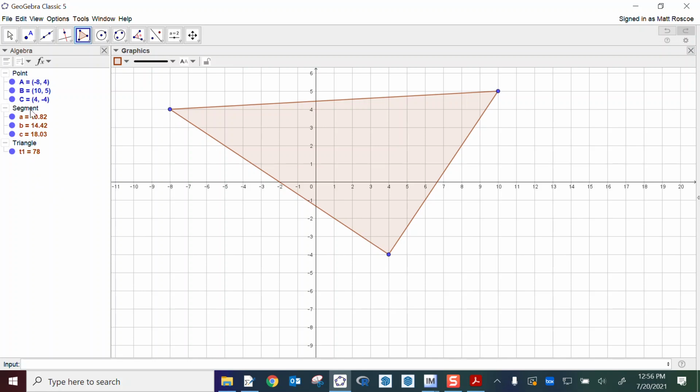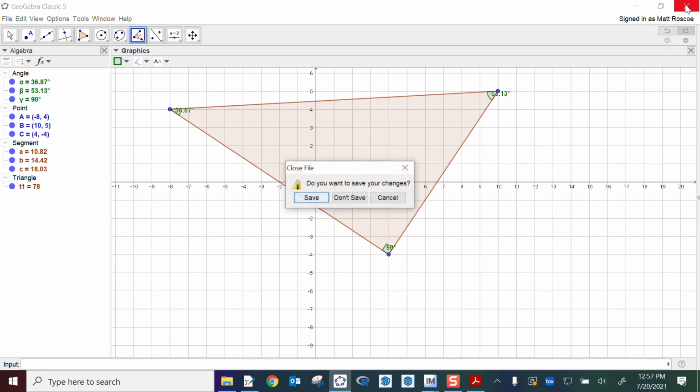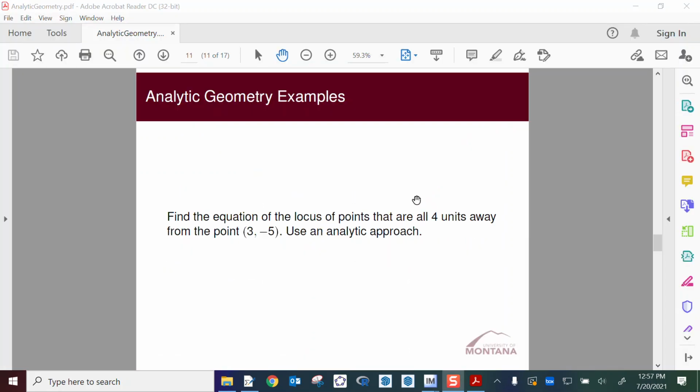There it is. Here's the segment length, so we can see right away, just based on the lengths of the segments, that this is a scalene triangle. And then if you choose the angle measurement tool and tap on the triangle, you can see that indeed that angle in that corner is 90. So it's kind of neat. You can quickly check things on GeoGebra, especially analytic problems in geometry. Okay, let's move on to another example.